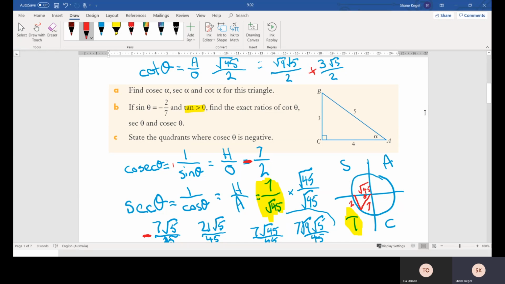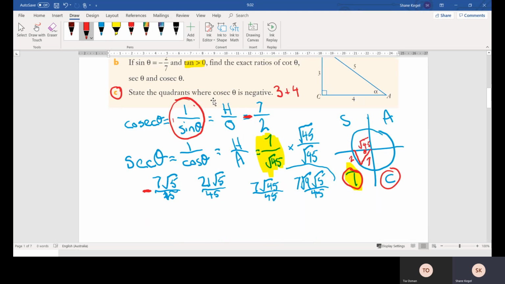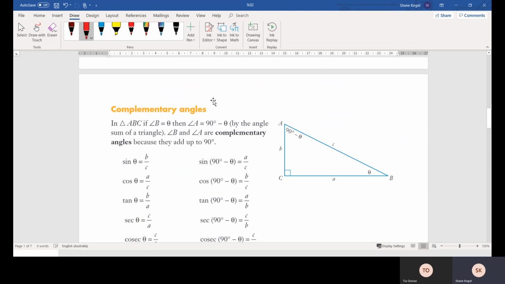And last question, looking at stating the quadrants where cosec is negative. Cosec is our inverse sine function, so it is negative where sine is negative. So we're looking at quadrant T and C down the bottom, or quadrants 3 and 4. So 3 and 4 will be the answer here. So remember, the inverse ratios, the signs stay the same as your normal ratios. Cool. Moving on to the next part of information.